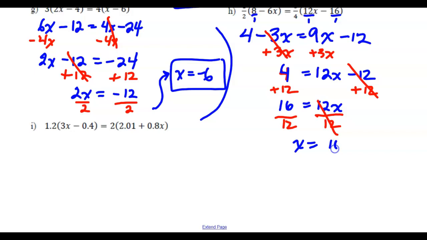Now, that can be reduced. So make sure you do that simplification. 4 goes into 16 and into 12. So that's going to be 4/3. And again, we don't show it as a mixed number, just as an improper fraction in lowest terms.